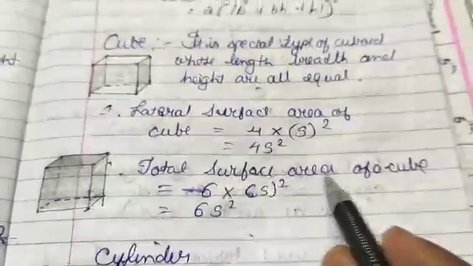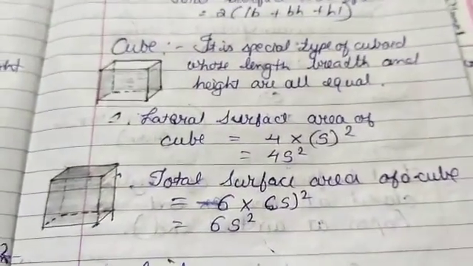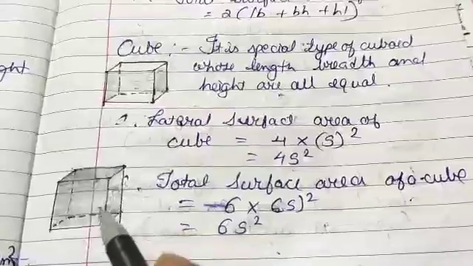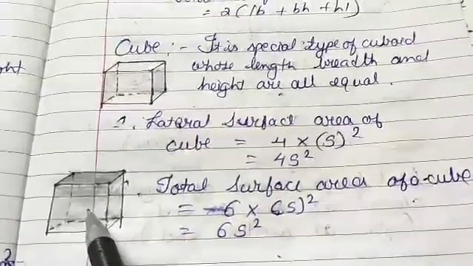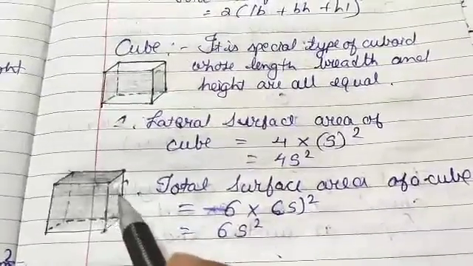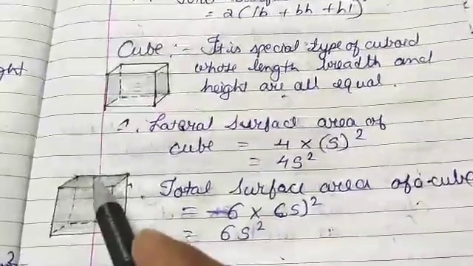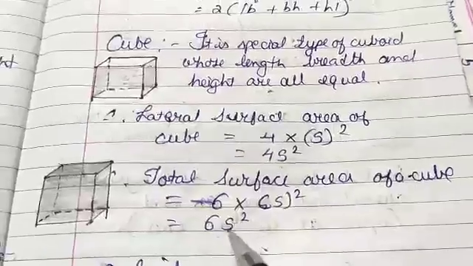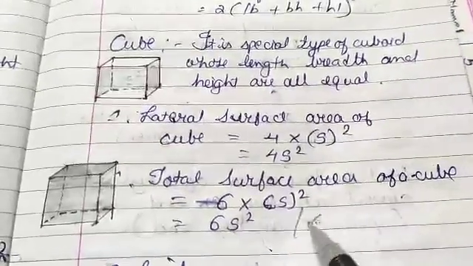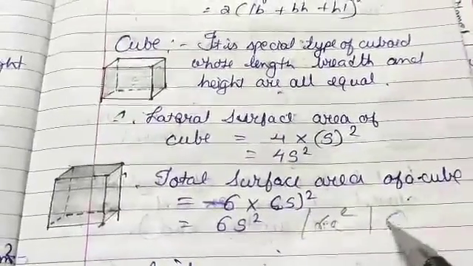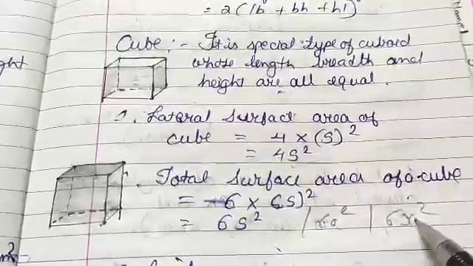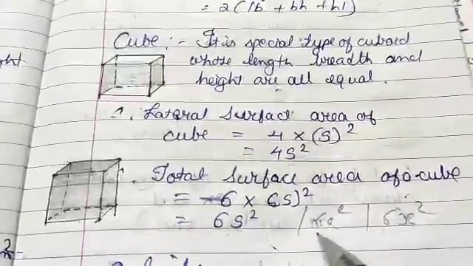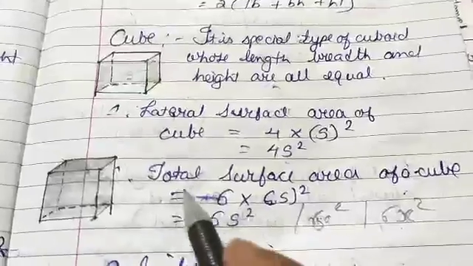Now total surface area means here top and bottom surface are also there. So 6 such walls are there. 1, that back side 2, 3, 4, 5 and 6. So that is 6S squared. You can write 6A squared also, 6X squared also. Any name you can give for the square surface. Total 6 surfaces are there. So write down 6X squared.